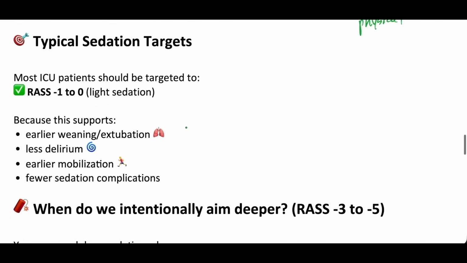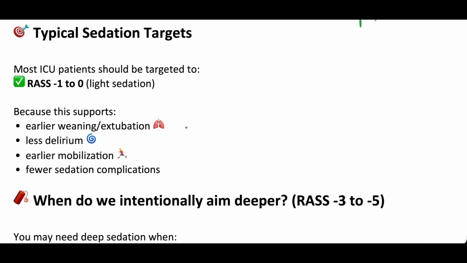All right, let's get into typical sedation targets. So most ICU patients we're targeting a RASS of -1 to 0, kind of that quote unquote light sedation. And this has been validated in trials, and it helps with earlier weaning and extubation off the ventilator, less delirium, early mobilization, fewer sedation complications. So this is really important.